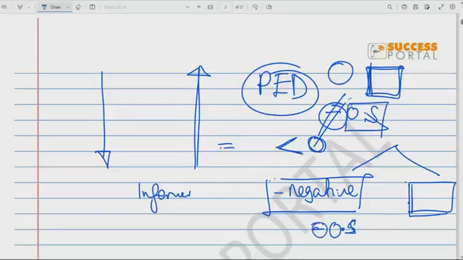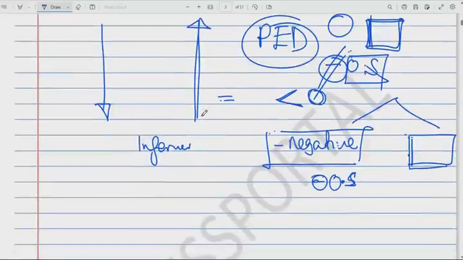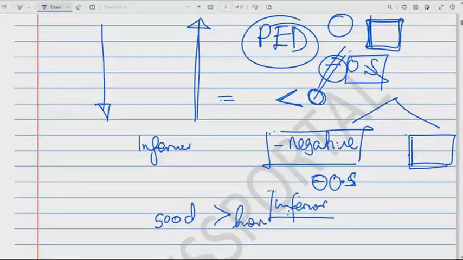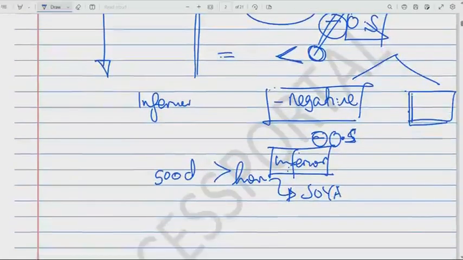Meaning that the consumption of that good is decreasing as household income is increasing, as an inferior good. We talked about Bonya being one of the inferior goods, or soya. So if my money is increasing, what will happen is that the consumption of Bonya will start to decrease.